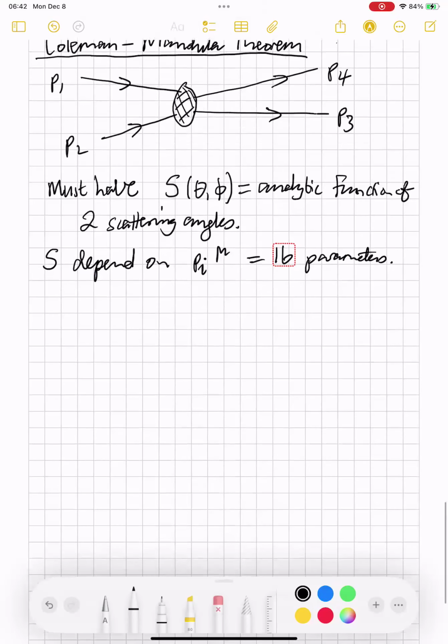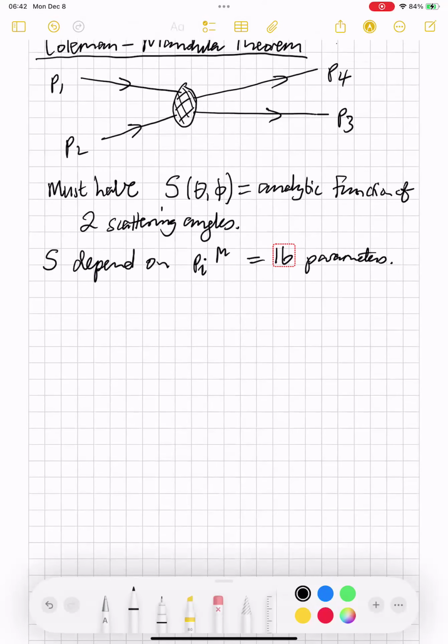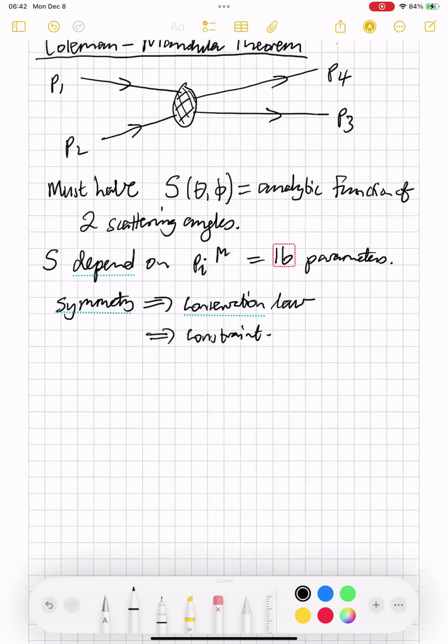And then the logic that we're going to use is that every time we have symmetry, this means that there's a conservation law. And every time there's a conservation law, it means that there is a constraint. So you see, symmetry eliminates parameters because symmetry enforces constraints. And so by putting a whole lot of symmetry on, you start to reduce the number of parameters. So let's now start to look at the constraints that you have.